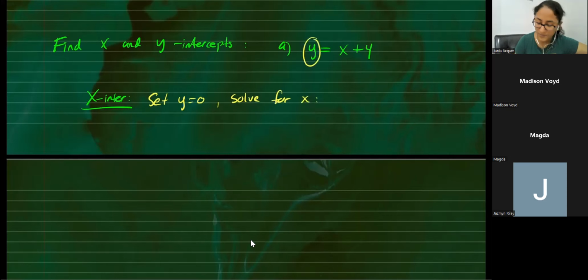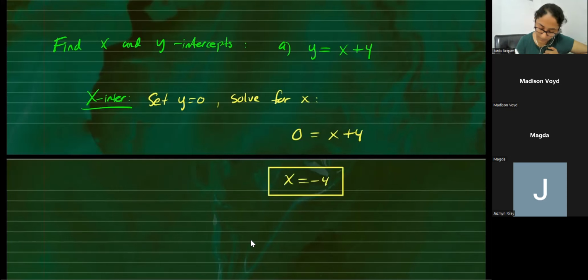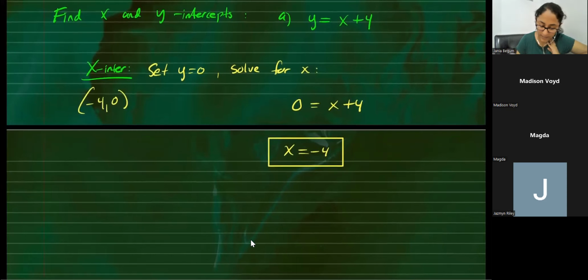So I'm going to set y to 0. So you'll have 0 equals x plus 4, and then you solve for it. You just subtract 4, and you get x equals -4. So your x-intercept will be the point (-4, 0), because the y is 0. That's your x-intercept.